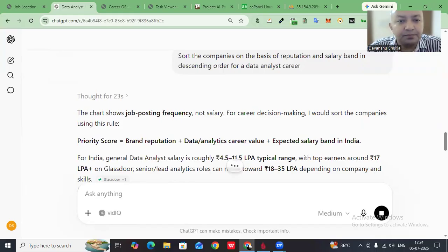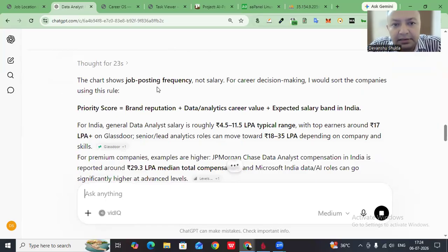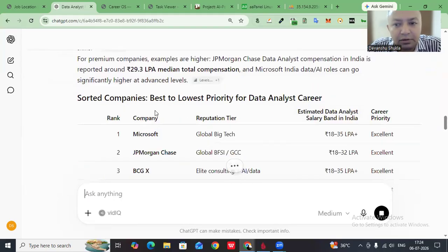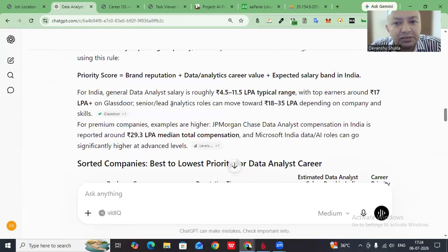Now let's see. The next part is this chart, which shows job posting frequency. So here we have these organizations. The priority score is done on the basis of brand reputation plus data analytics career value plus expected salary band in India. For a general data analyst, salary is roughly around 4.5 to 11.5 LPA, and top earners earn around 17 LPA. These are people who are doing pretty good, and senior lead analytics roles can move toward 18 to 35 LPA depending on the company and skill sets.